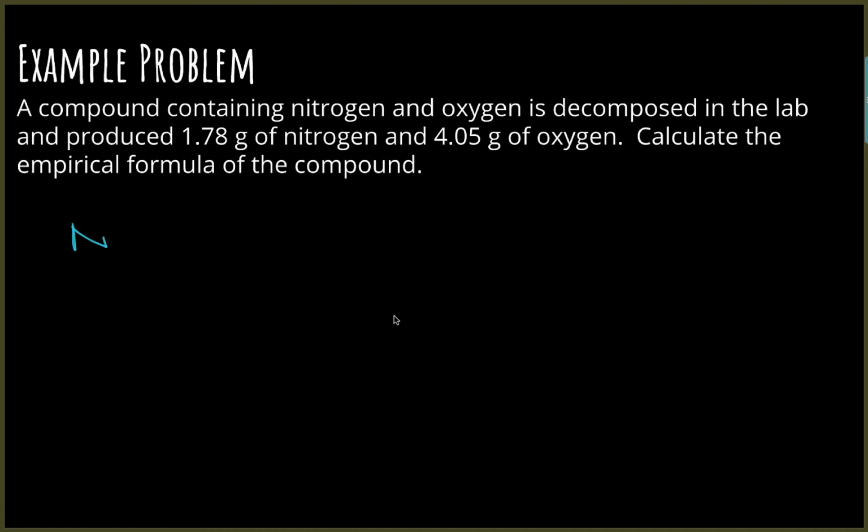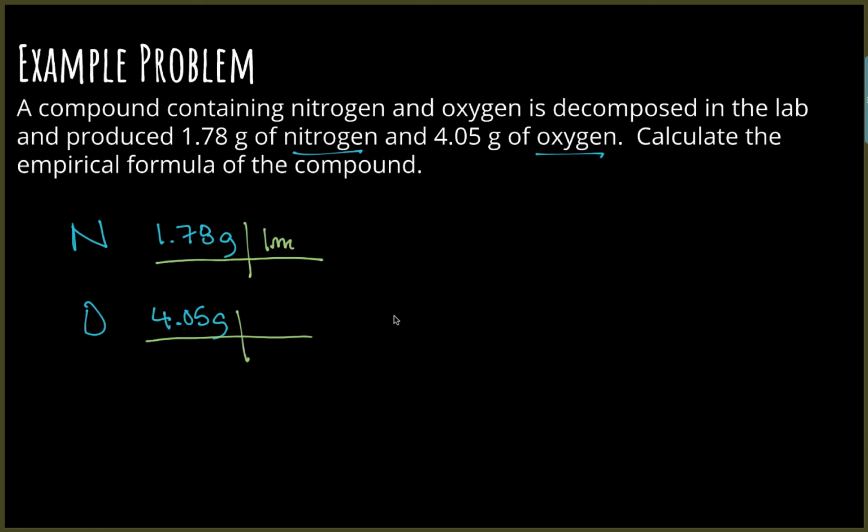So we're going to start in a similar way to what we've done before, where we're going to list the elements in the compound, and then we're going to list the grams of each. So 1.78 grams of nitrogen, 4.05 grams of oxygen. These were already in grams, so we didn't have to take the percents and change them to grams. So next step is I'm going to convert grams to moles using the molar mass of each element. So nitrogen is 14.01, oxygen 16.00.